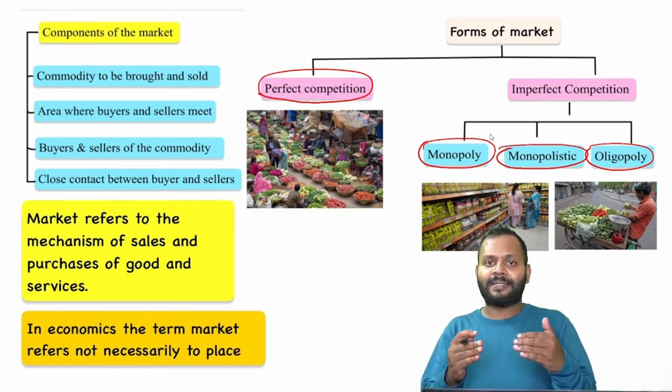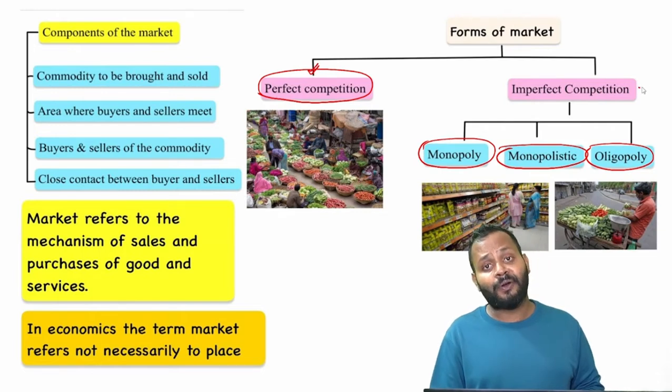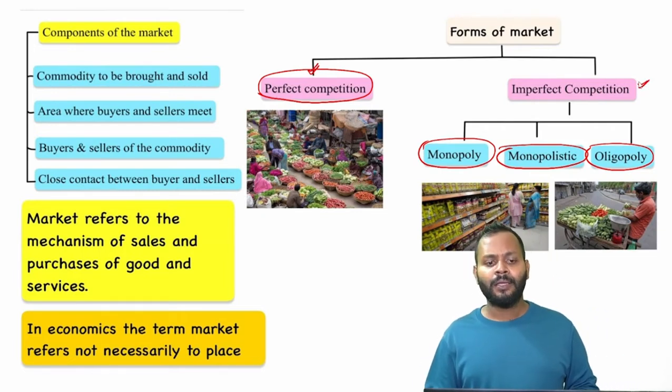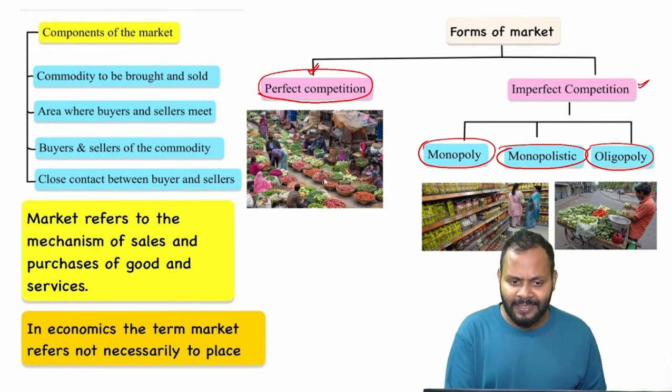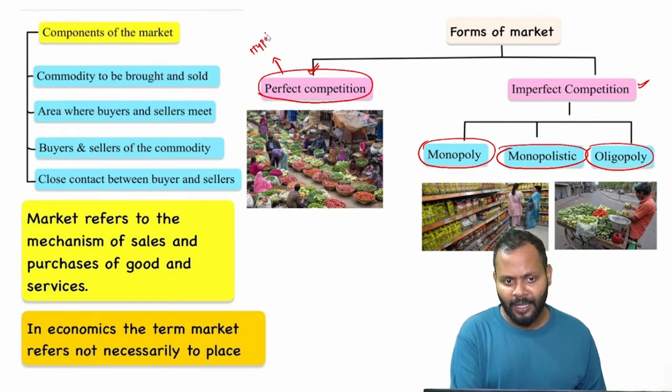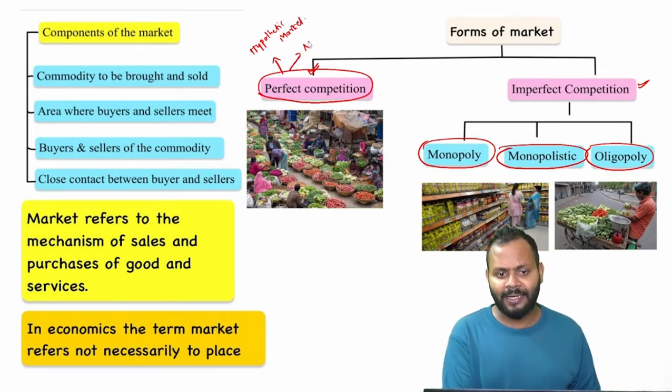These four markets are divided into two groups. One is perfect competition. One is imperfect competition. So whenever I say perfect competition, what does that mean? It is basically a hypothetical market. When I say the market is hypothetical, that means practically it doesn't exist. No existence practically.